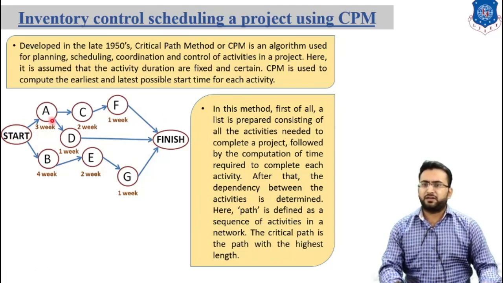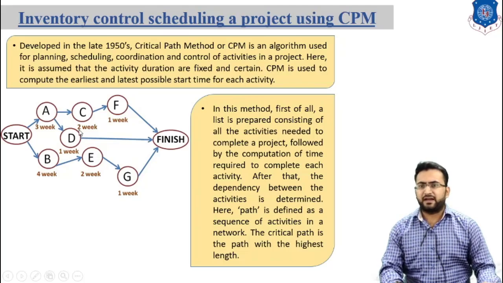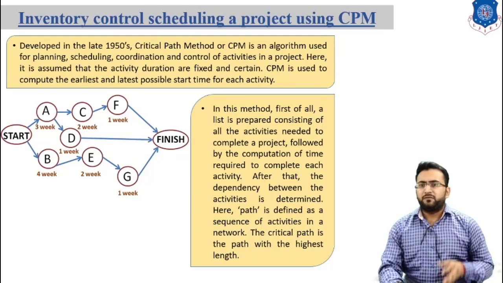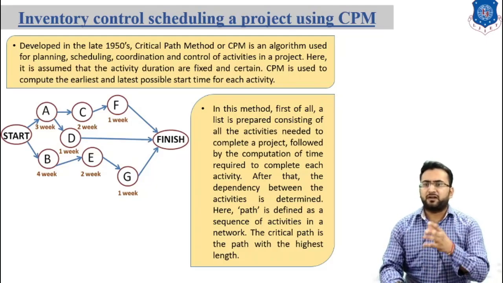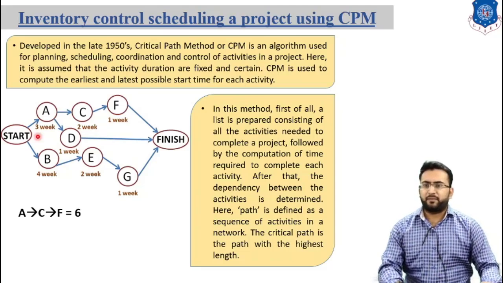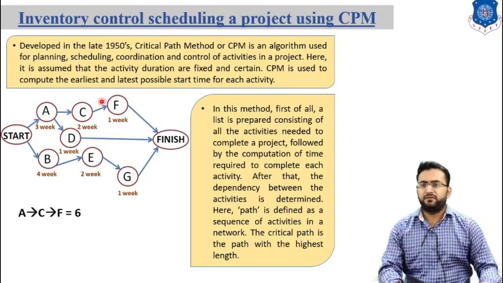There are various activities performed during this network diagram and there are various nodes. To find the critical path, we have to find which path takes the maximum time for completion of this network diagram. So let's consider this A-C-F path. Starting from A, C and F, there is one way which starts and finishes the whole project. In this path, activity A is 3 weeks, activity C is 2 weeks and activity F is 1 week. Summing 3 plus 2 plus 1, we get 6.